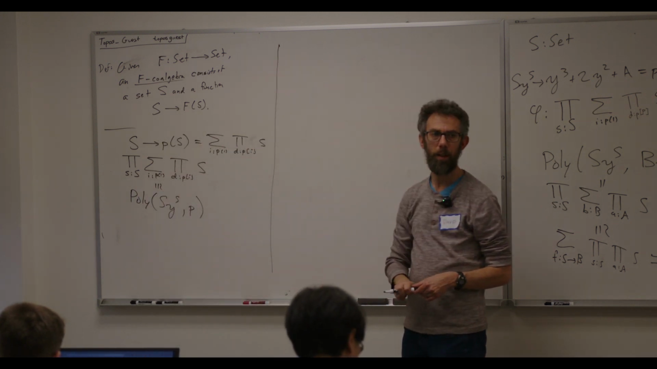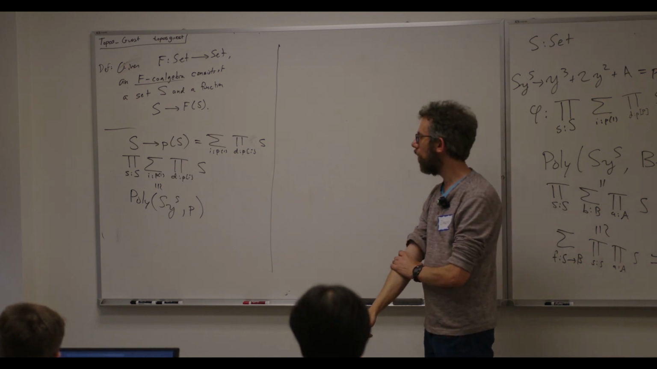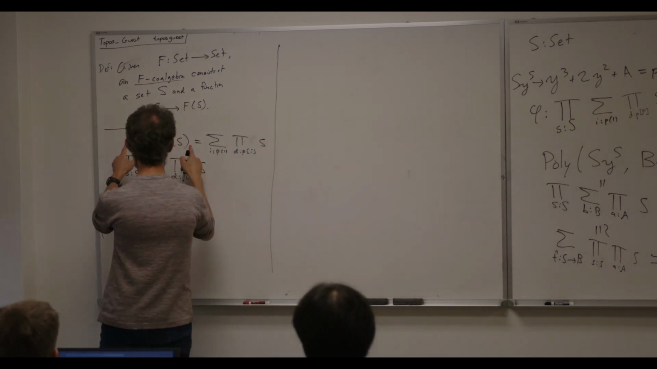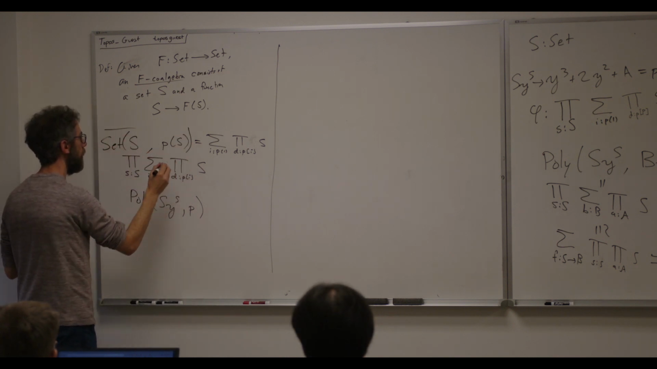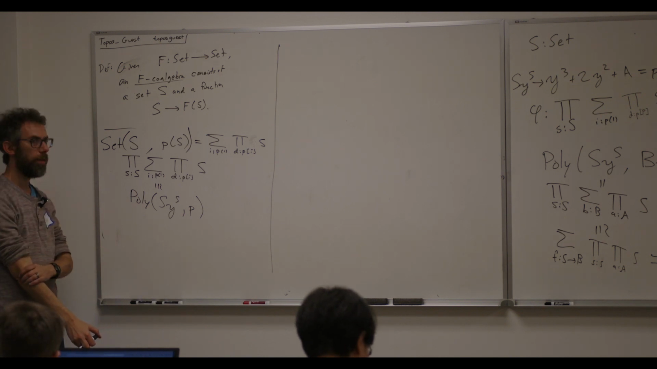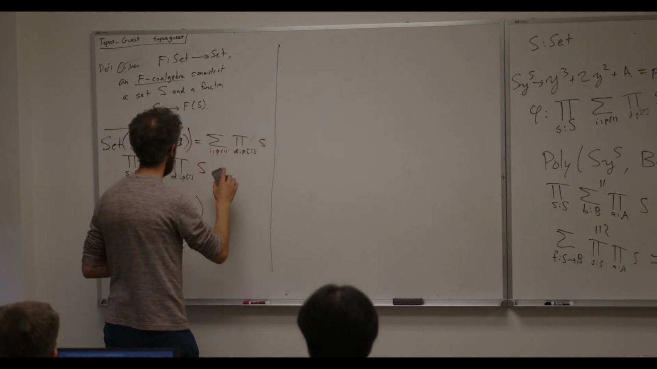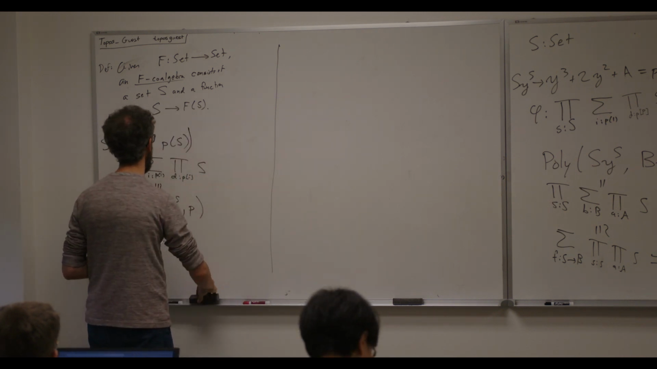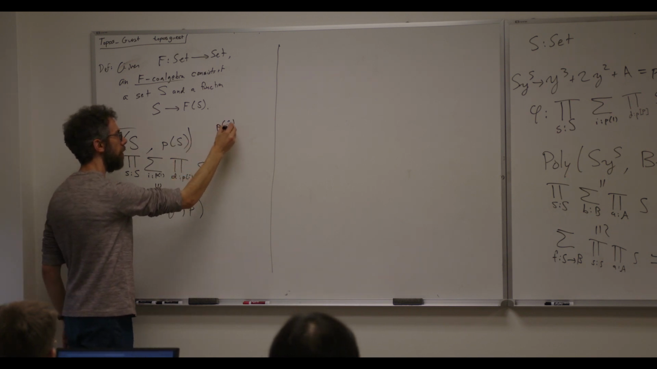So then when you write that, you really mean a function there, right? This is a set map, a regular old function. Picking a function from S to P of S is the same as picking a natural transformation from Sy to P. Yeah, that's interesting.